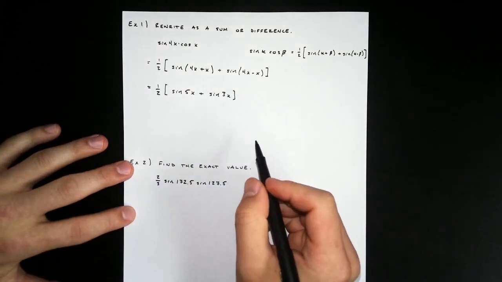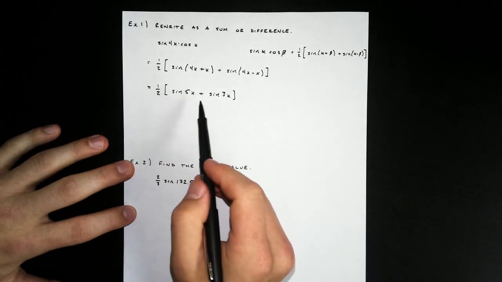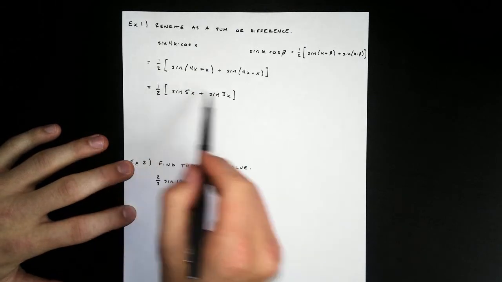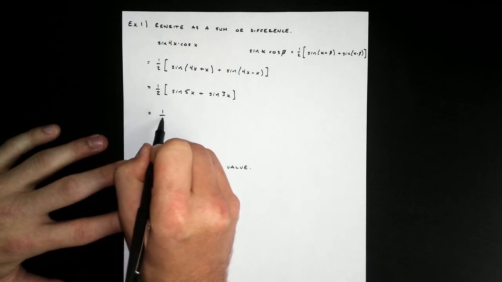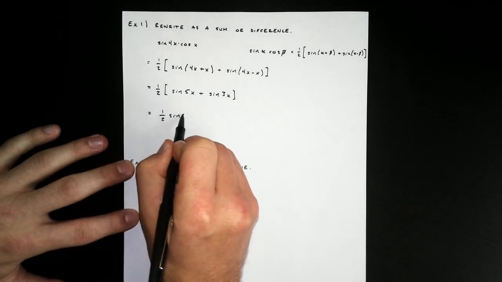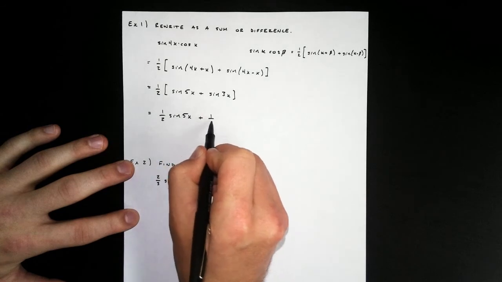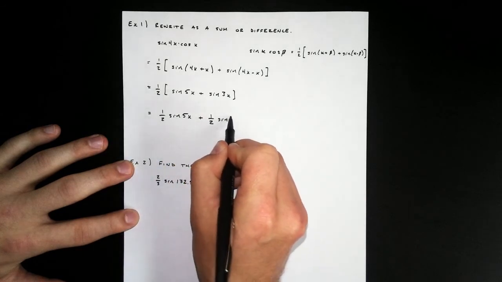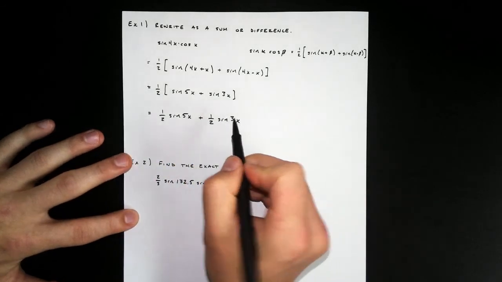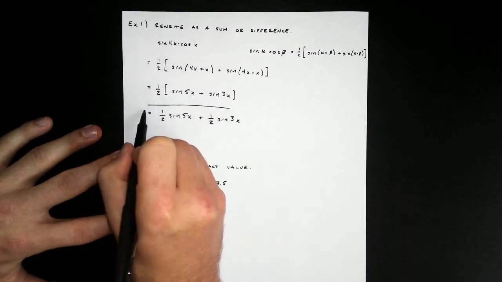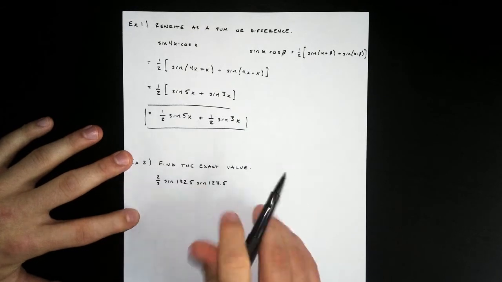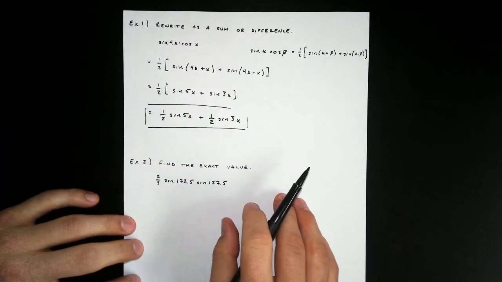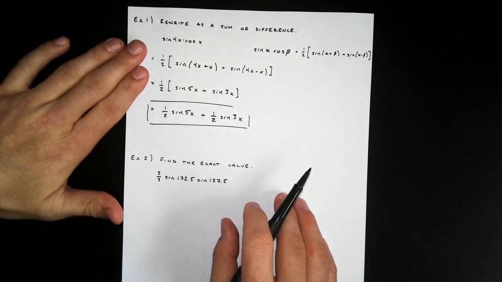And then to finish this off, just so that it is solely a sum, let's take our 1/2, we'll distribute it to each part. So we have 1/2 the sine of 5x plus 1/2 the sine of 3x. So there we go. We're able to take that expression, use our identity, and now we have it written as a sum instead of a product. Okay, so that's rewriting it.